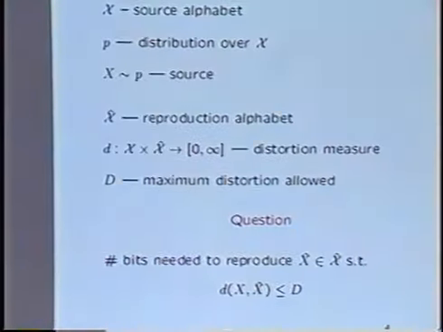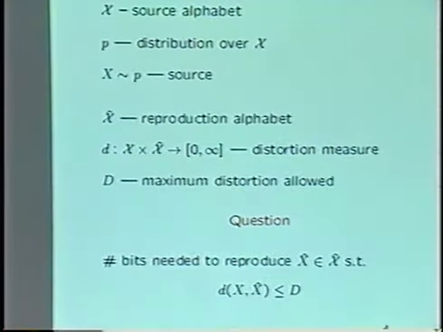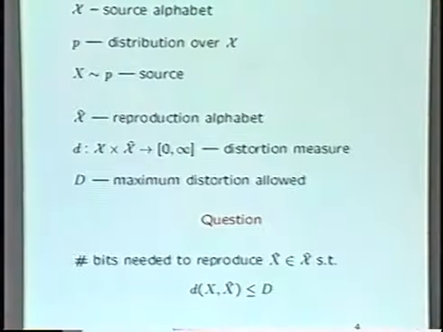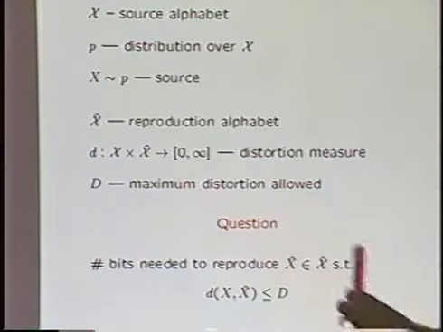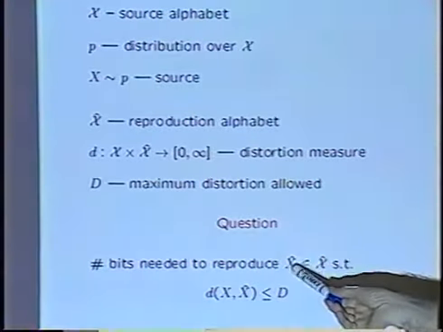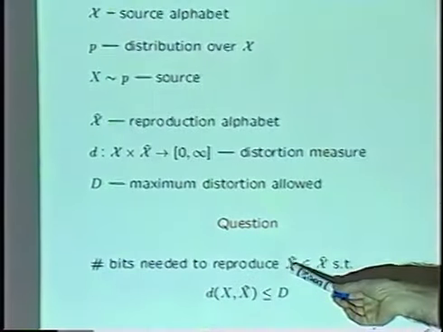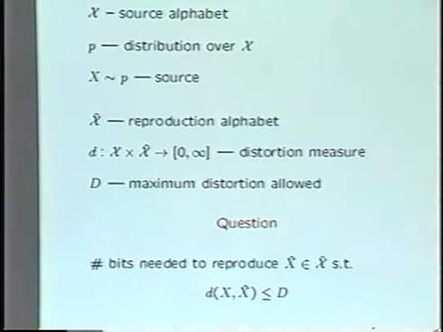Okay? So standard distortion between x and x hat would be the absolute distance between them, or the Euclidean distance, and so on. Just natural things. And you allow yourself some distortion value d, and you ask, what is the number of bits you need to reproduce x as x hat, such that the distortion between x and x hat is less than d.